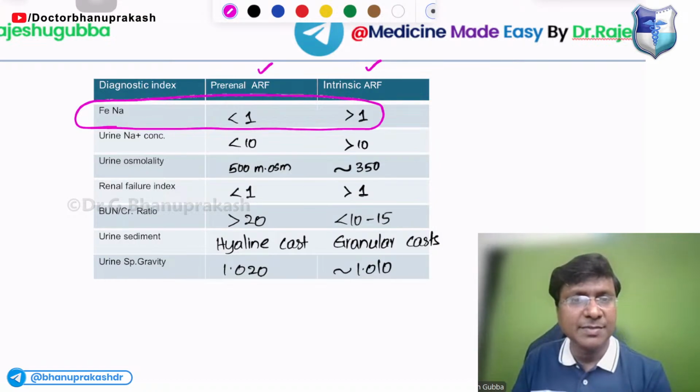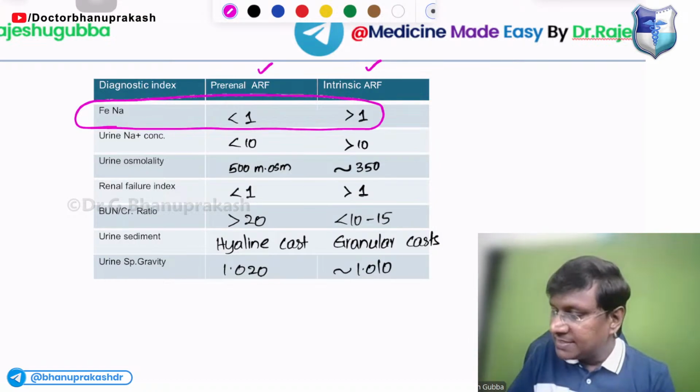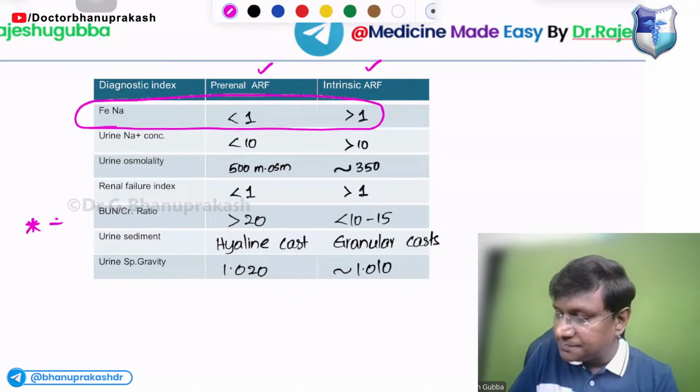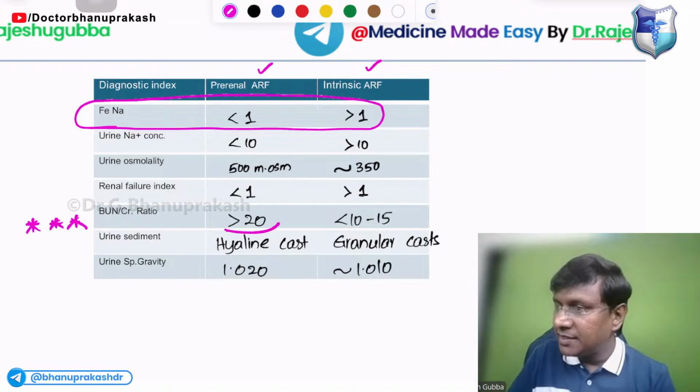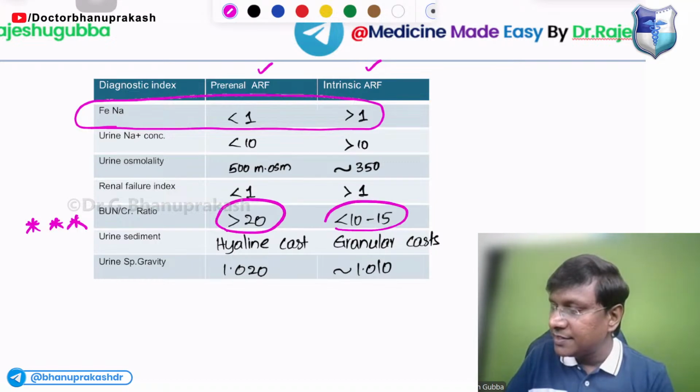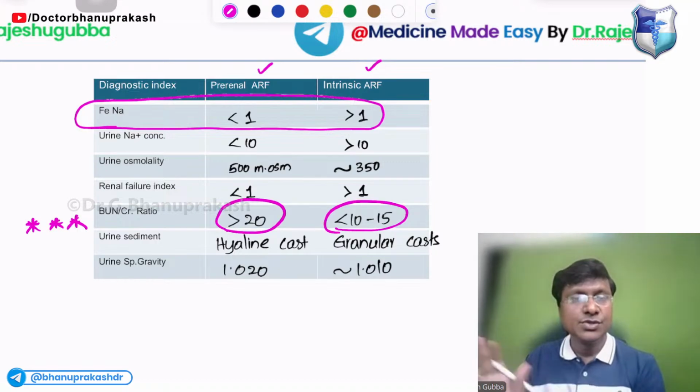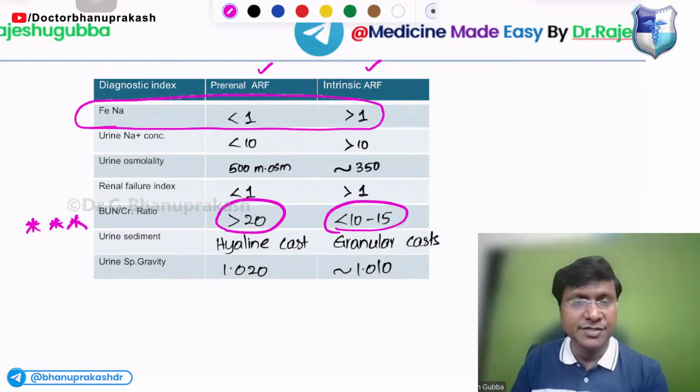And I have also given you some other parameters, you can go through that. But the other one that you have to remember is the blood urea nitrogen to creatinine ratio. In pre-renal, it will be more than 20, and in intrinsic renal, it will be less than 10 to 15. So that is how you will differentiate pre-renal from intrinsic renal.